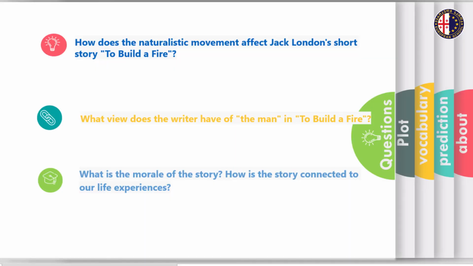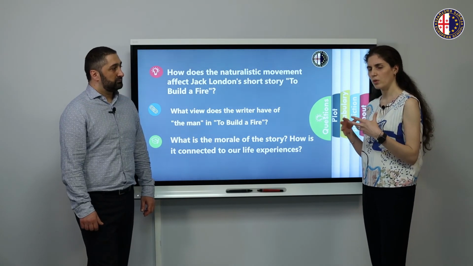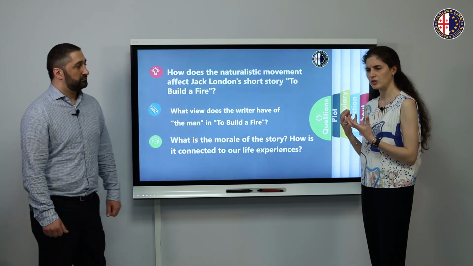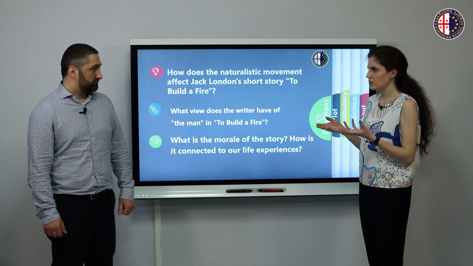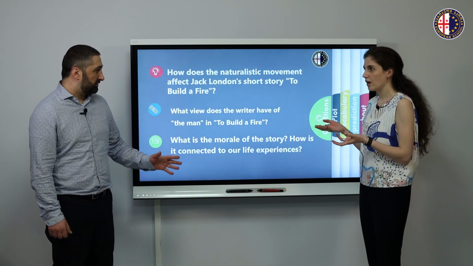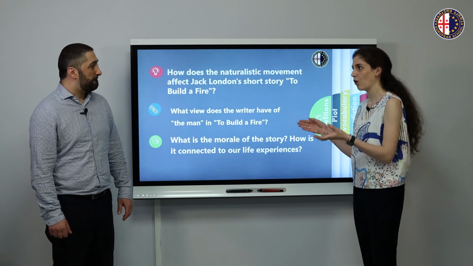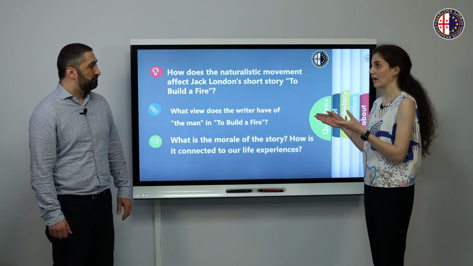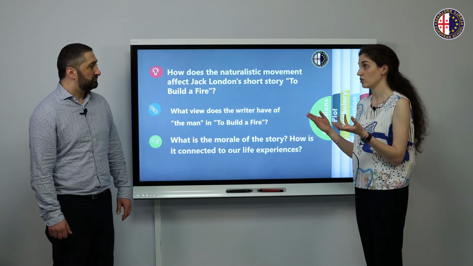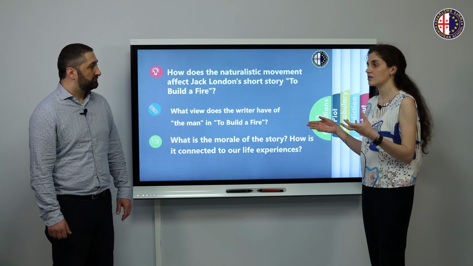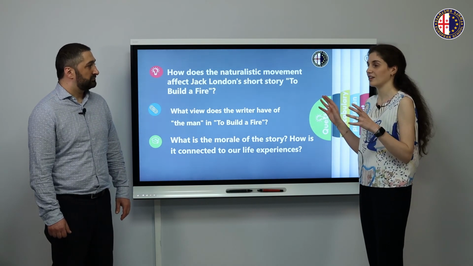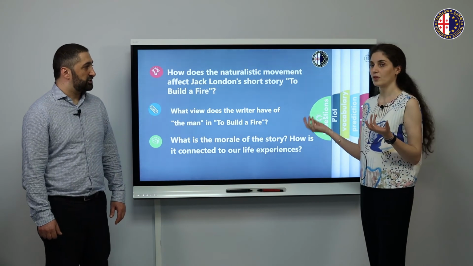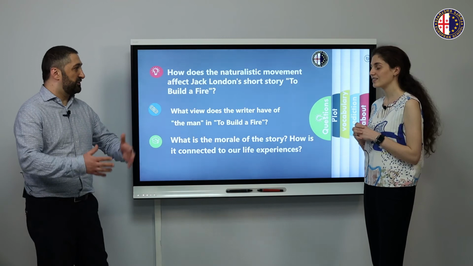So the next question is, what view does the writer have of the man in To Build a Fire? Well, if you look at the story, you will see that the man is the center of the story. And the author tries to portray him as a very brave person, but at some point he's also quite ambitious, as we said in the beginning. Arrogant, yeah, because he is in the middle of nowhere, literally, and he doesn't have any help. And apparently, as we learn throughout the story, it was his choice. He goes there because he thinks that he is brave enough, and there is nothing that he cannot do, especially in brutal conditions. Yeah, exactly.